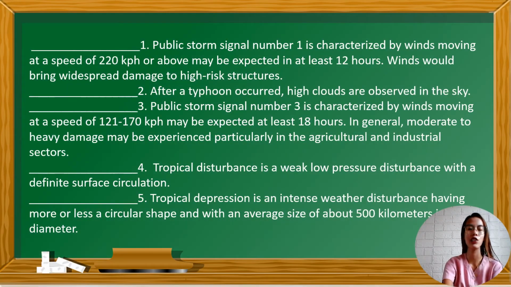Now, let's check your answer. Number 1. Public storm warning signal number 1 is characterized by winds moving at a speed of 220 km per hour or above may be expected in at least 12 hours. Winds would bring widespread damage to high-risk structures. So the answer is false.